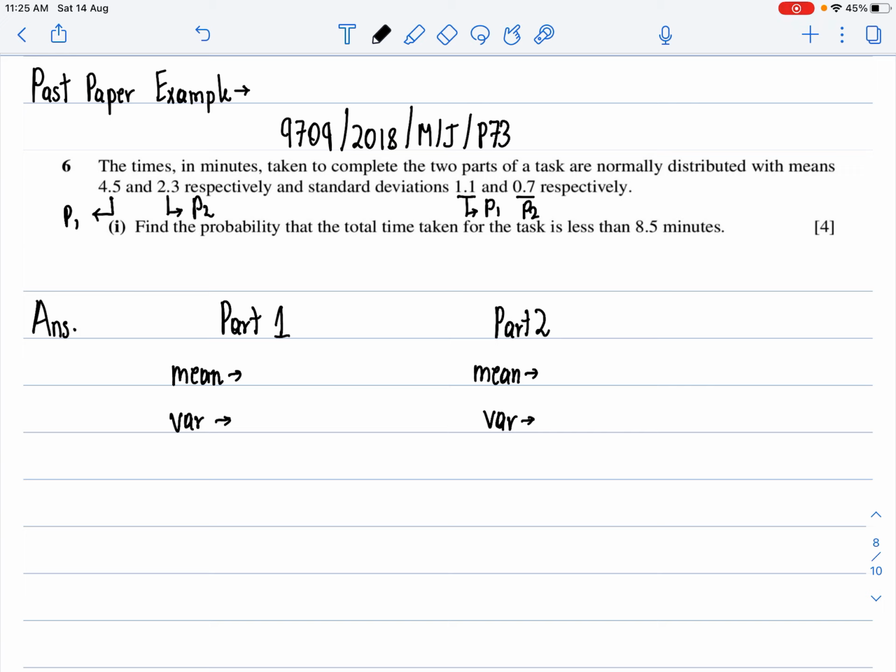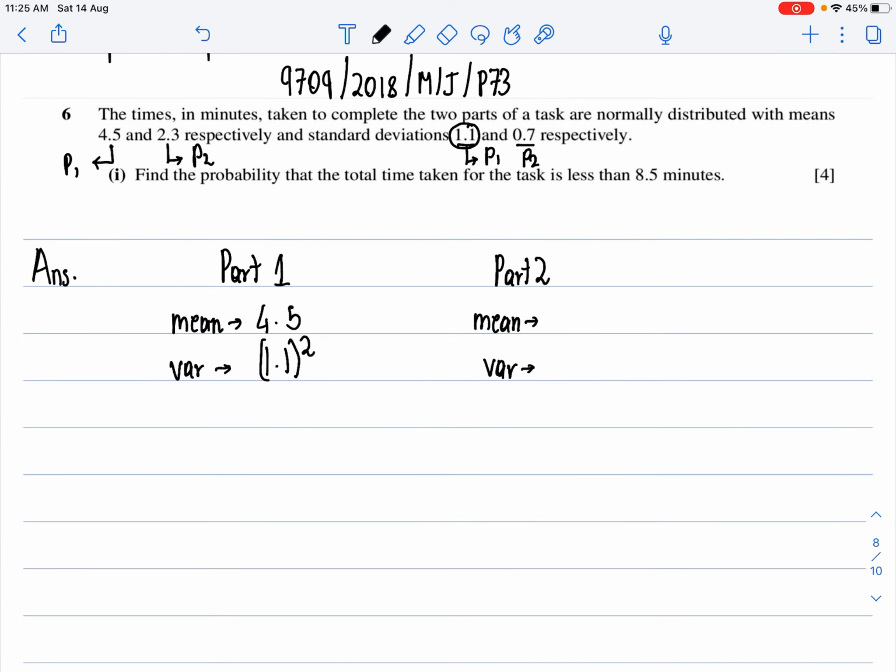So for part 1, the mean you have is 4.5. The variance, in this case they have given the standard deviation, which is 1.1. So the variance is the standard deviation squared, so you can write this as 1.1 the whole square. And the mean of part 2 is 2.3 and the variance will be 0.7 the whole square. Correct? This is what you'll basically have.